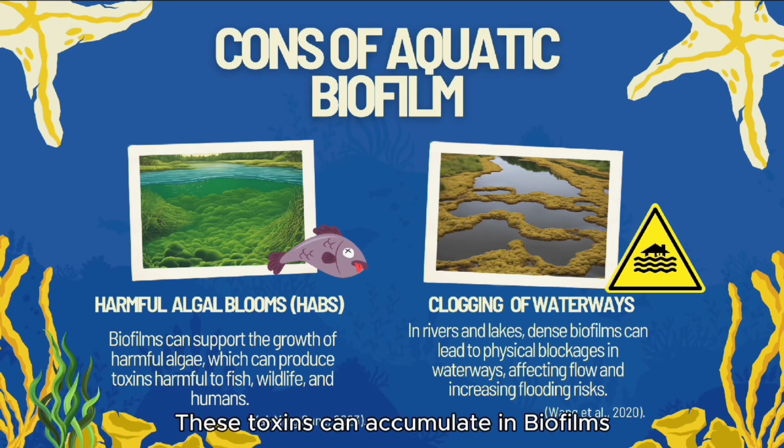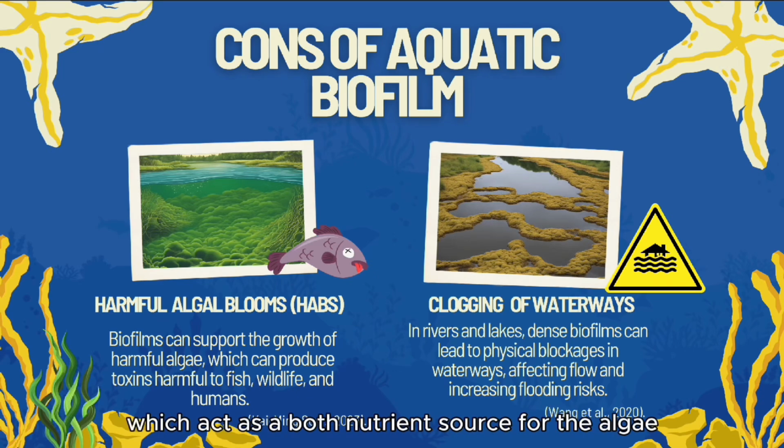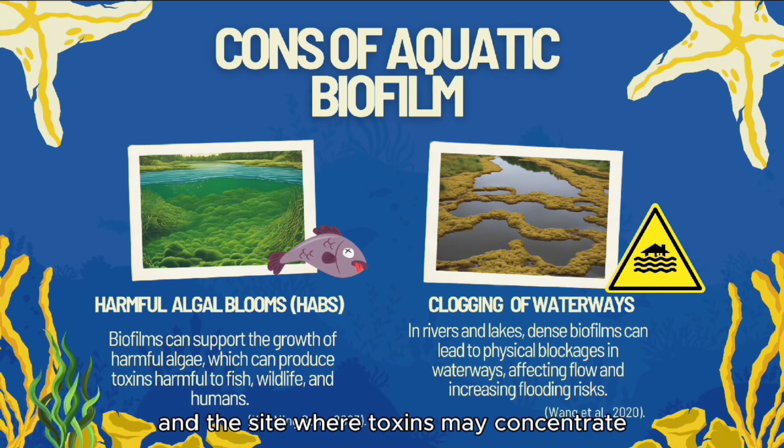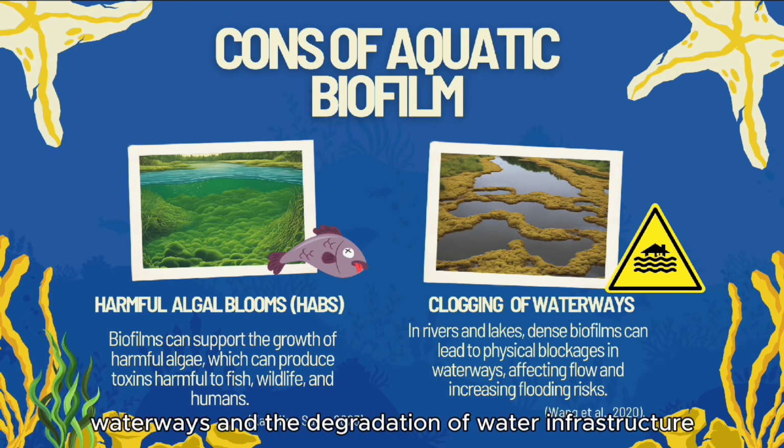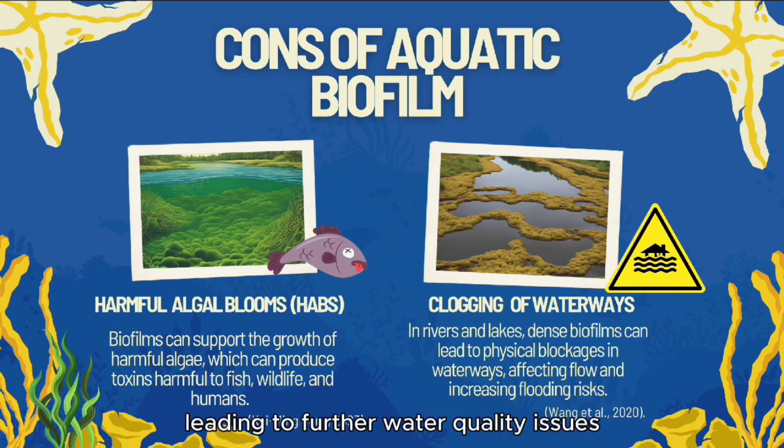Some algae species associated with HABs produce toxins that can be harmful to aquatic life, wildlife, and even humans. These toxins can accumulate in biofilms, which act as both a nutrient source for the algae and a site where toxins may concentrate. When these algae die, toxins can be released into the water, making the water hazardous to other organisms and potentially disrupting the ecosystem. Biofilms can also contribute to the clogging of waterways and the degradation of water infrastructure, leading to further water quality issues. As biofilms grow on submerged surfaces, they will accumulate in thick layers.